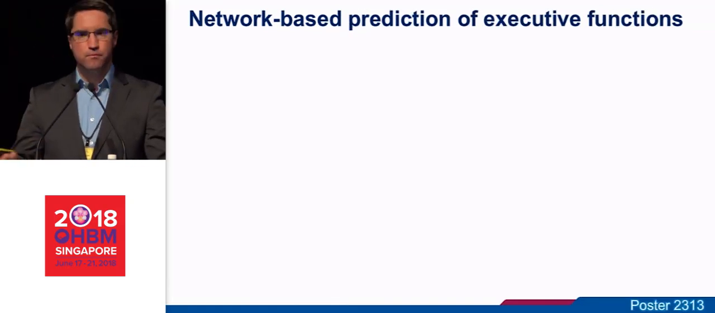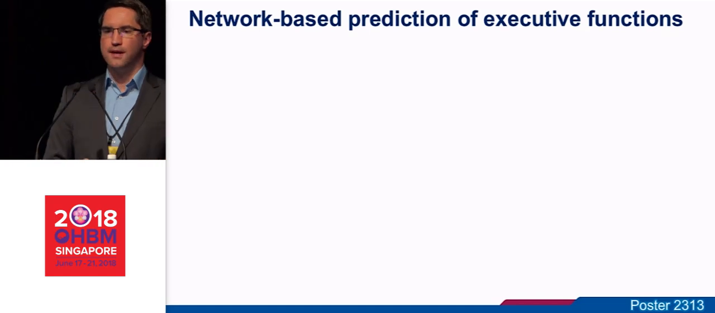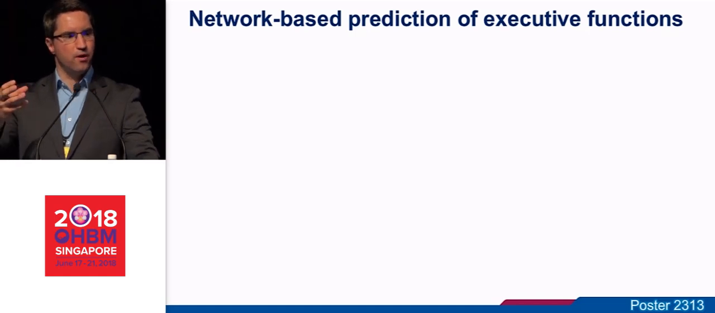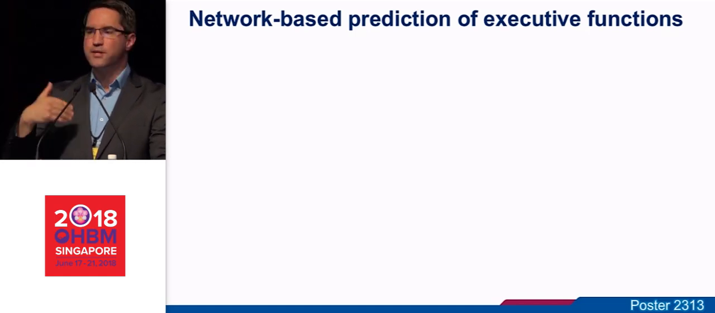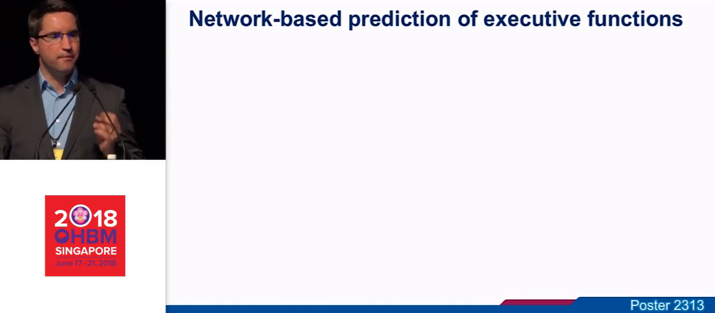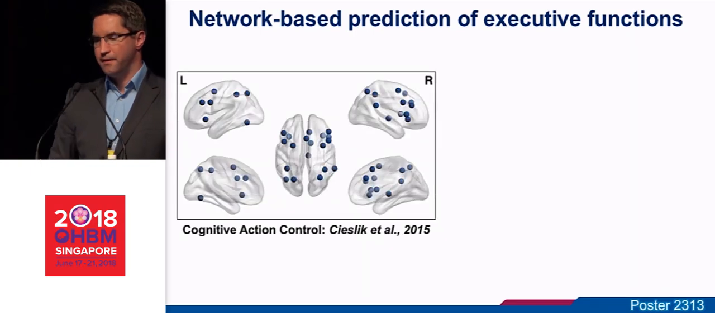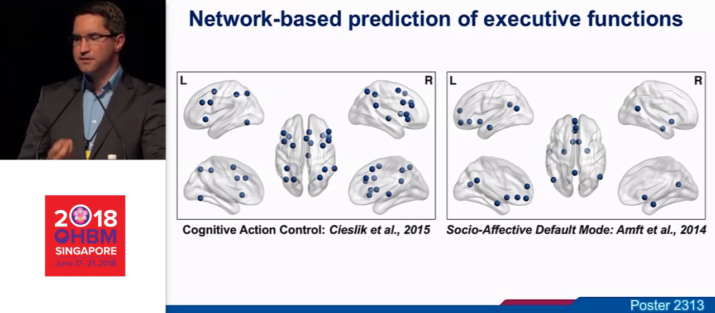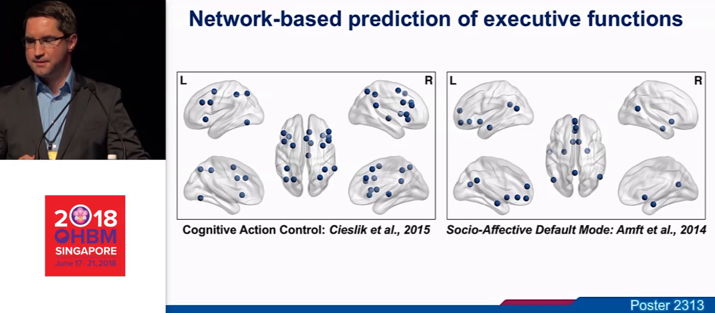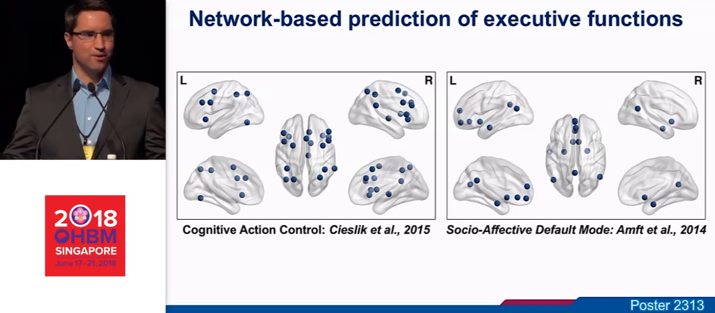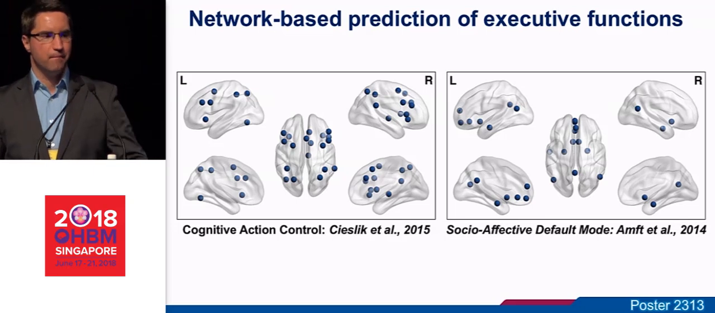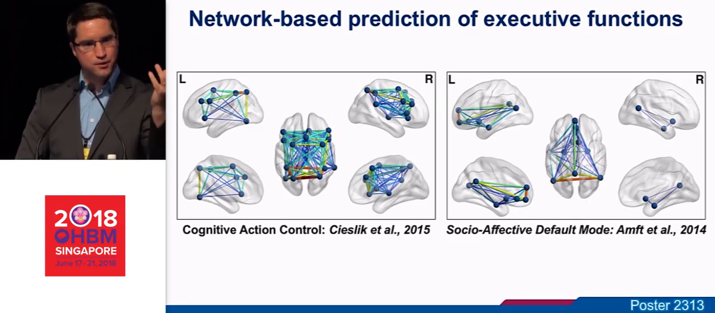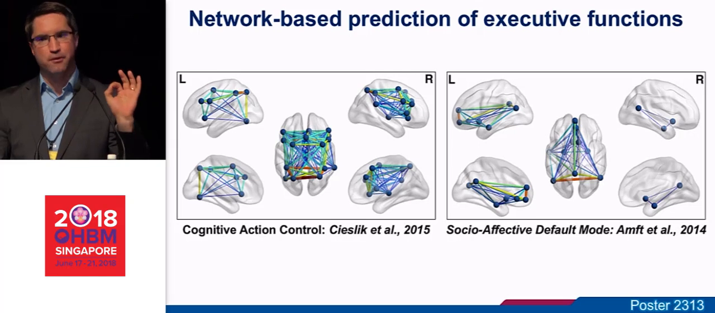Let me show you another example, very much along the same lines, but now we're not doing a binary classification. We're not asking how much this network differentiates patients from controls, but trying to predict individual phenotypes from network-specific connectivity. Here are two example networks: cognitive action control, based on a meta-analysis, and socio-affective default mode, again based on a meta-analysis. We chose these because they are basically the opposite poles of what the brain can be in.